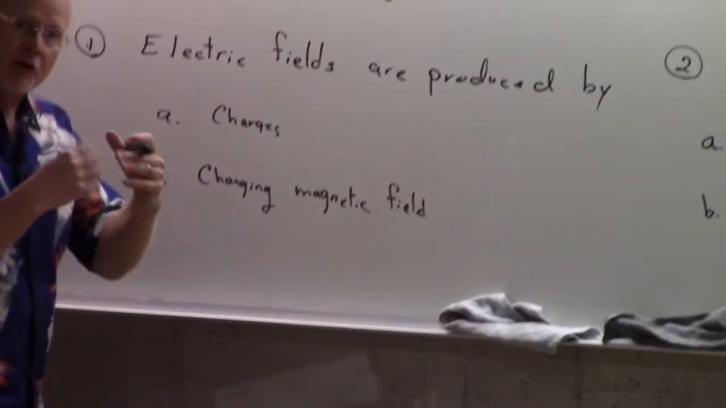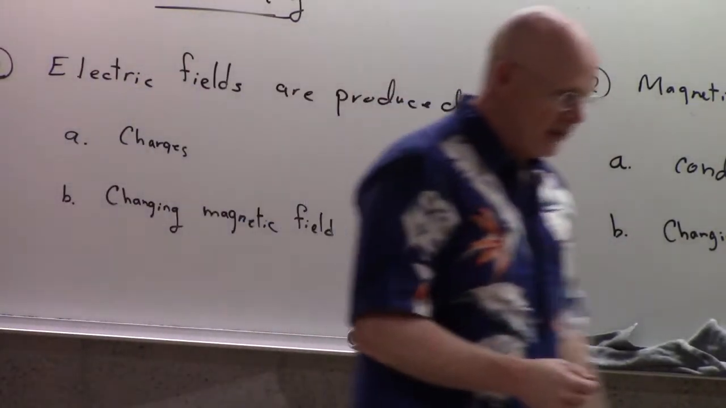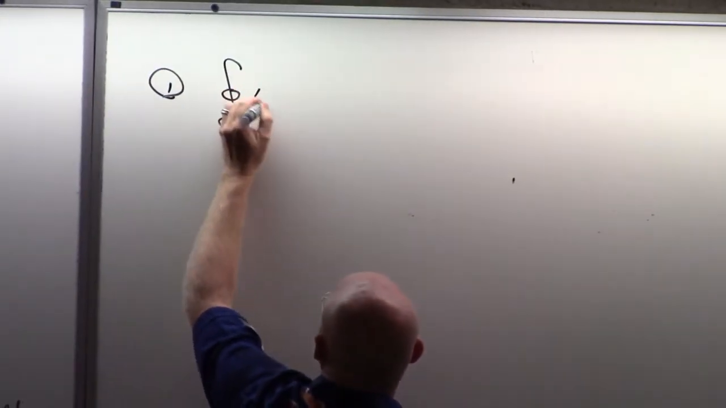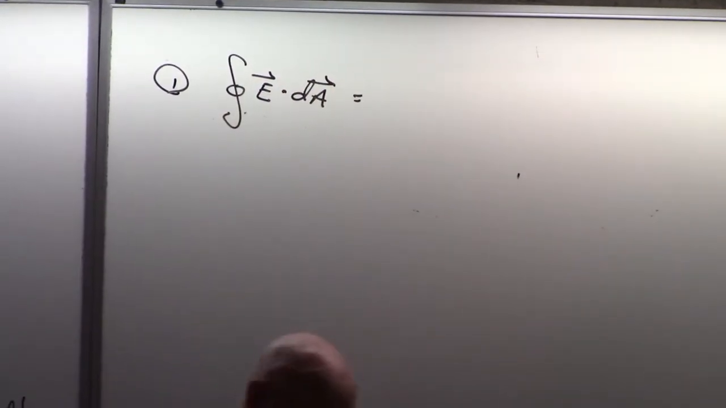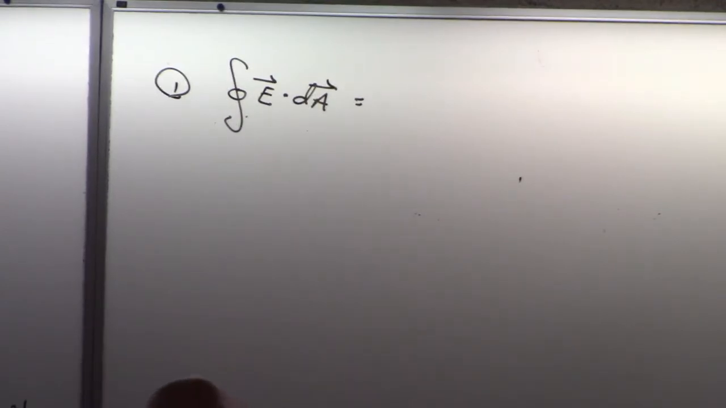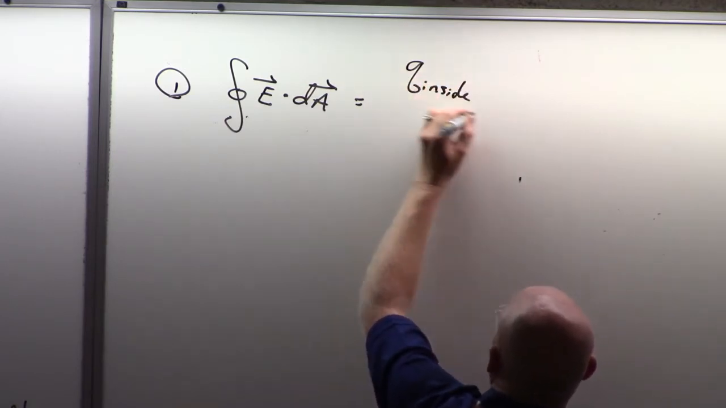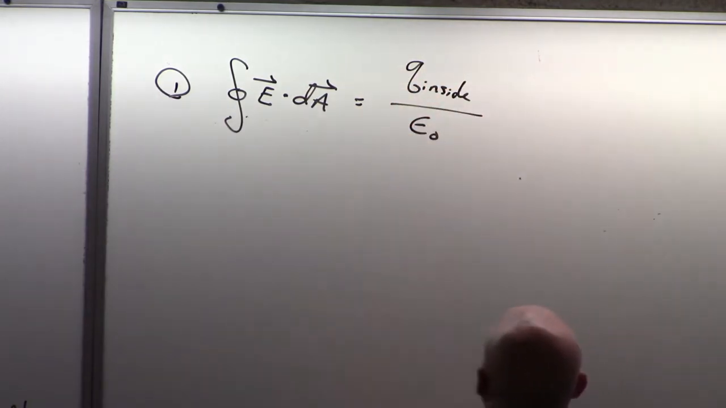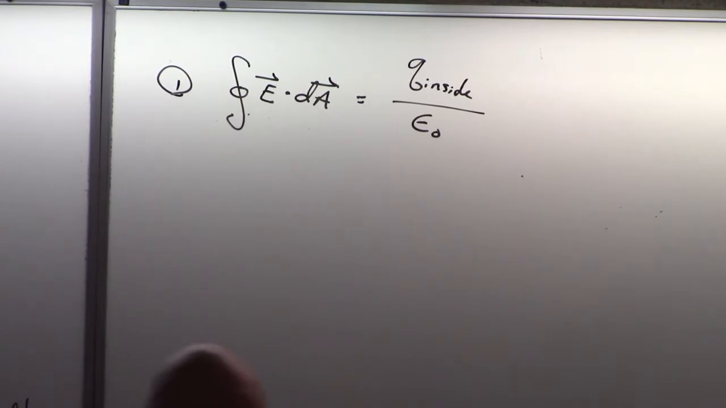All right. So the first one we came across was right here. How do we make electric fields? What did we see way back in chapters 23 and 24? We said electrical fields come from charges. And so this was the integral over a closed surface. That is the electrical flux through a closed surface is equal to the charge inside of that closed surface over epsilon naught. That is called Gauss's law.